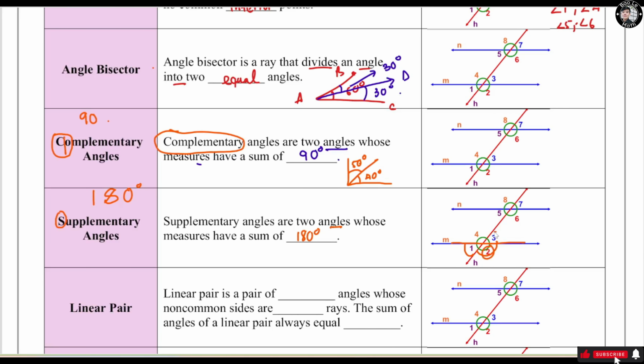Angle 2 and angle 3 are supplementary, right? Angle 3, angle 4 are supplementary. Angle 4, angle 1 are supplementary. Similarly, angle 6, angle 7 are supplementary. Angle 7, angle 8 are supplementary. Angle 8, angle 5 are supplementary. Angle 5, angle 6 are supplementary, right?